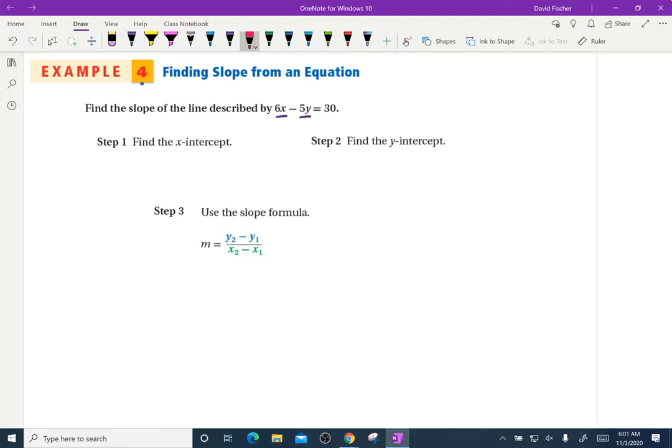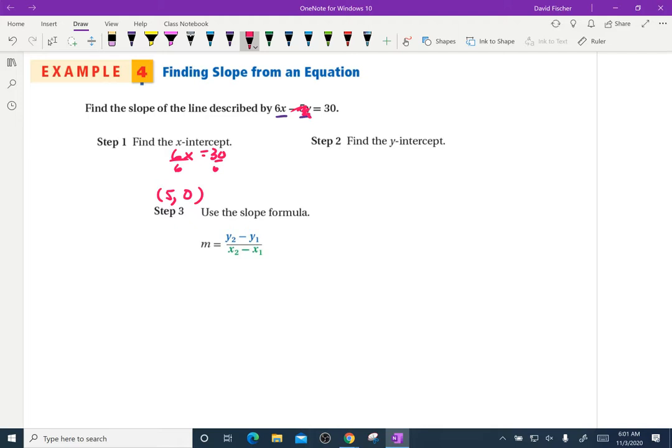I would put a 0 in for my y to find my x-intercept. So basically this goes away. I put a 0 in for my y, and I want to find my x. So my math problem says 6x equals 30. I would divide both sides by 6, and x equals 5. So there's my first coordinate.